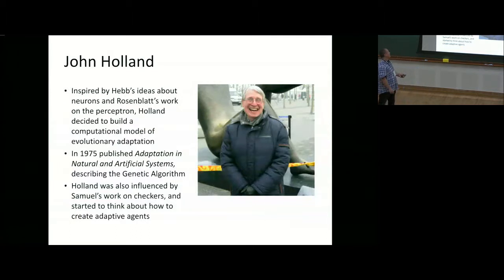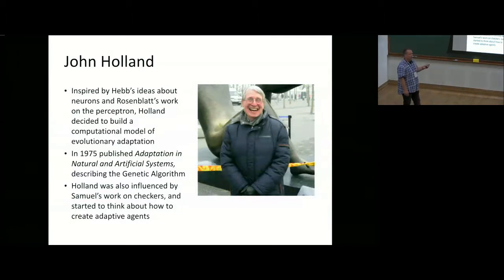And Holland said, well, these are cool, all these ideas about biologically inspired computational models. What if we did the same with evolution? What if we took the ideas of evolution and did it? I know you guys have had a class on genetic algorithms already, but he decides in 1975 to publish the book Adaptation in Natural and Artificial Systems, where he describes the first genetic algorithm.